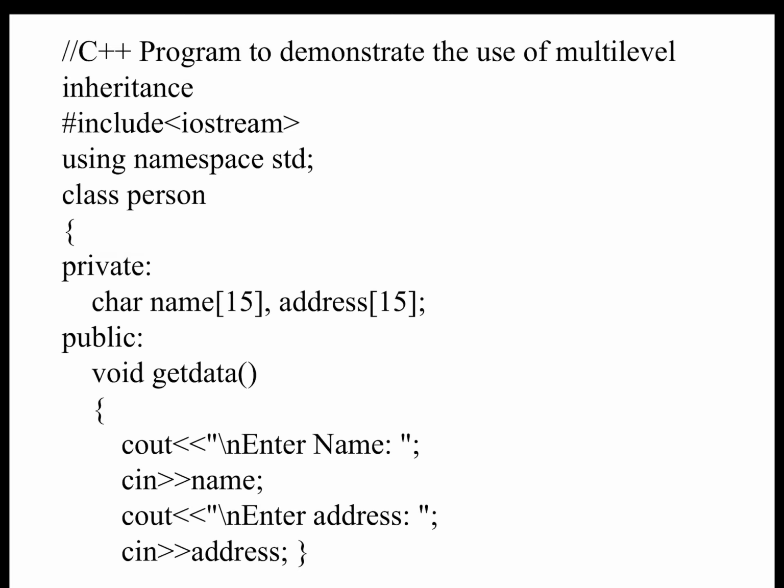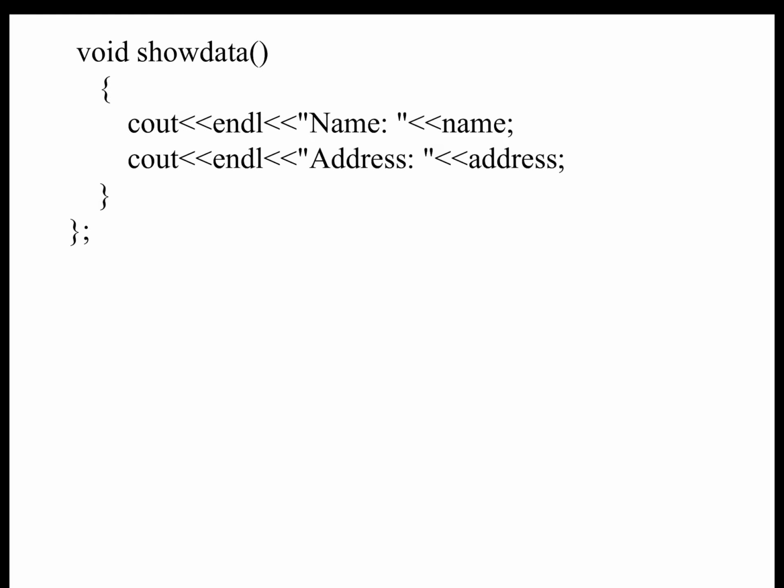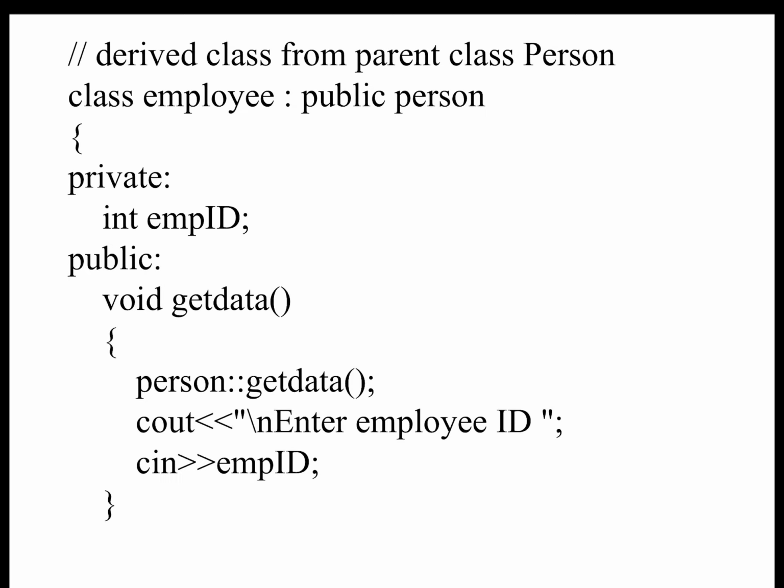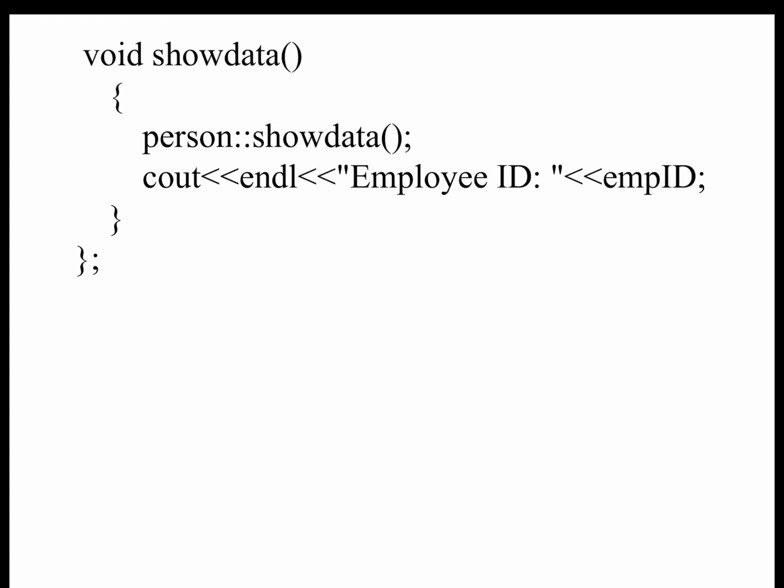So let us understand through the example, C++ program to demonstrate the use of multi-level inheritance. Include iostream, class person having name and address, read the value of name and address, display the name and address in show data. Now class employee is derived from the parent class person. So here class employee has the person class as a base class and employee is a derived class. Private member employee ID, read the employee ID, display the employee ID.